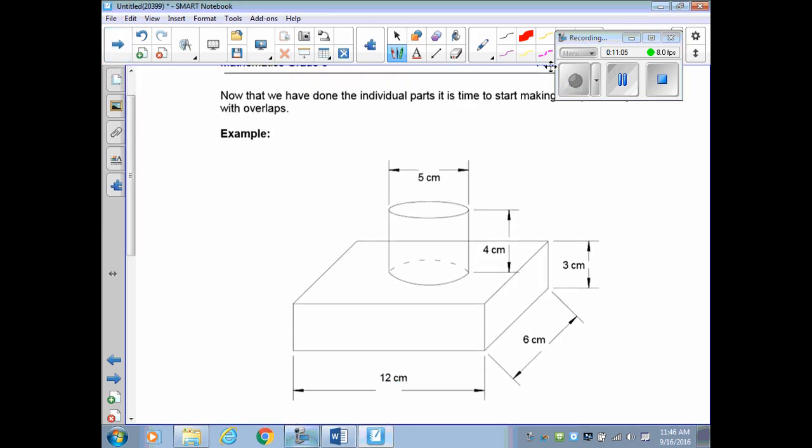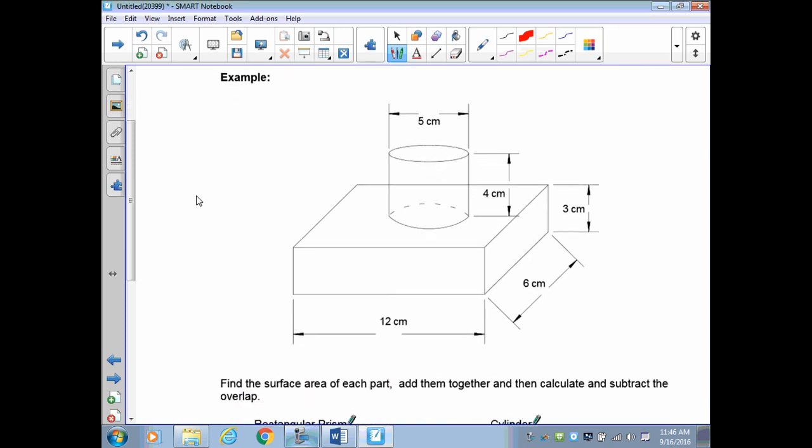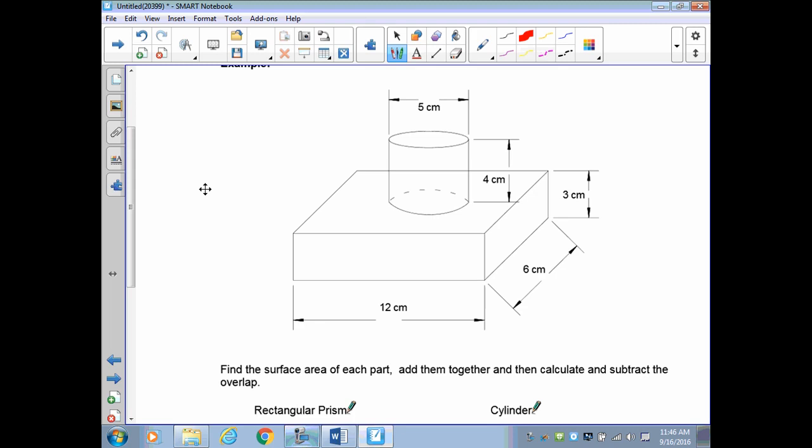Let's go on to our next example here. Now that we've done the individual parts, it's time to start making the composite objects. Now the thing about these composite objects is they're the same way as we did before when we had our boxes stacked on each other. But instead of one box stacked on another, now we're going to have things like triangular prisms on top of boxes or vice versa. You're going to have to calculate the individual surface area of each figure or shape, and then find out what the surface area is which is overlapped and subtract that.